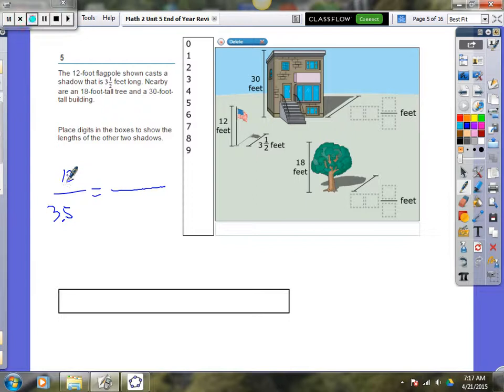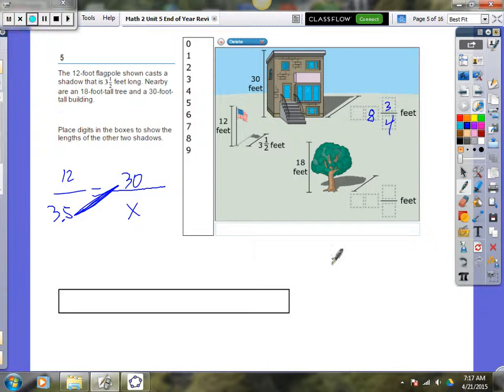Now, because I did height and shadow, I've got to do height of the building. 30 is to shadow, that's x. And then if you've got a proportion, you just multiply these two and divide by 12. So 30 times 3.5, divide that by 12. So this is 8.75. So 8 3/4.